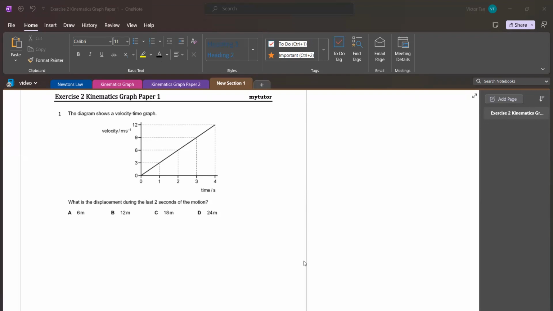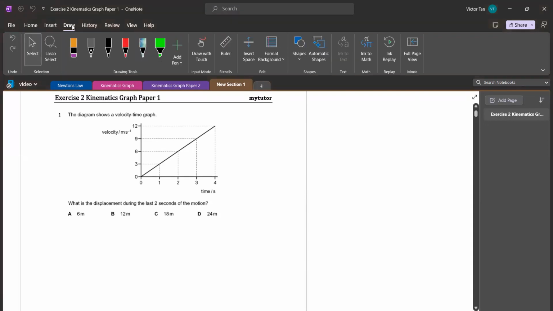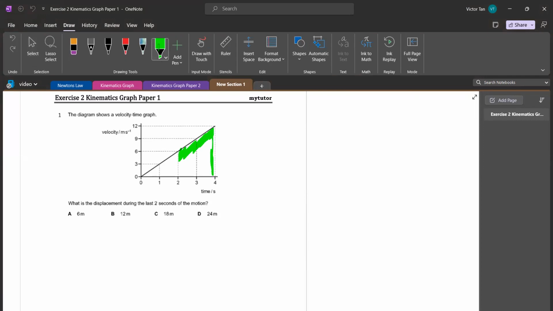Last 2 seconds would be the time from the second to the fourth second. So this is a trapezium. (6 plus 12) over 2, times 2, equals 18. That's the answer.